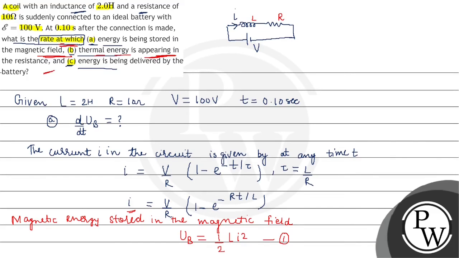Okay, now in the part C we have to calculate rate at which energy is being delivered by the battery. So this is a passive device and this is also a passive device, and the meaning of passive device is that they are absorbing the energy. This inductor will store the energy because of the magnetic field, and there is a thermal energy drop across this resistor. So whatever energy is delivered by the battery is stored in the inductor and thermal dissipation across this resistor.